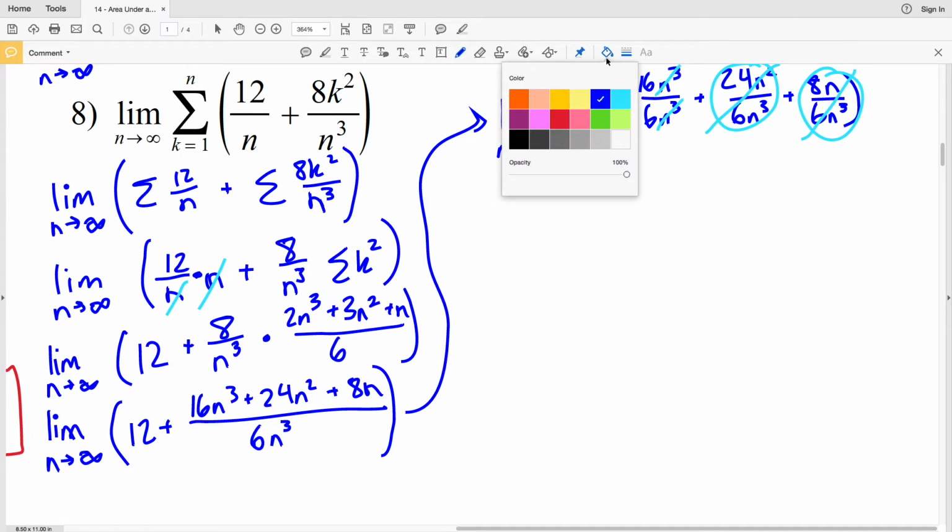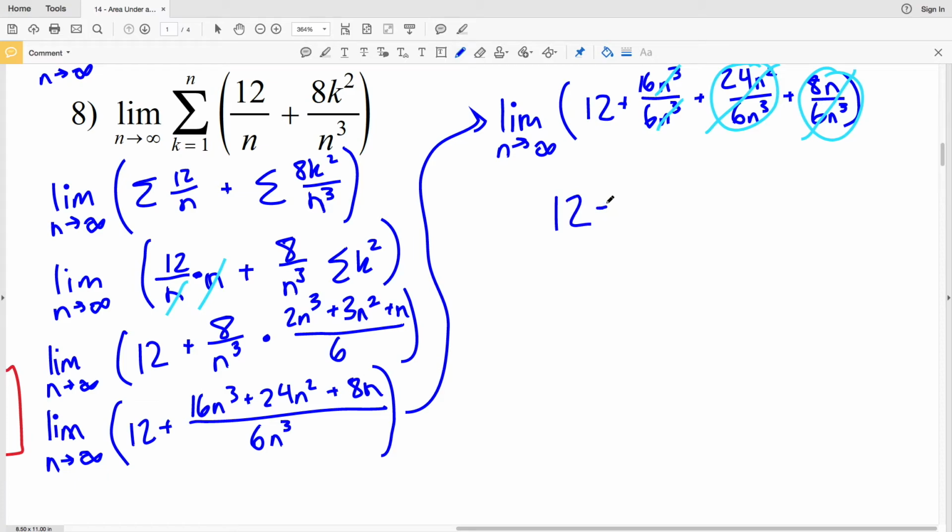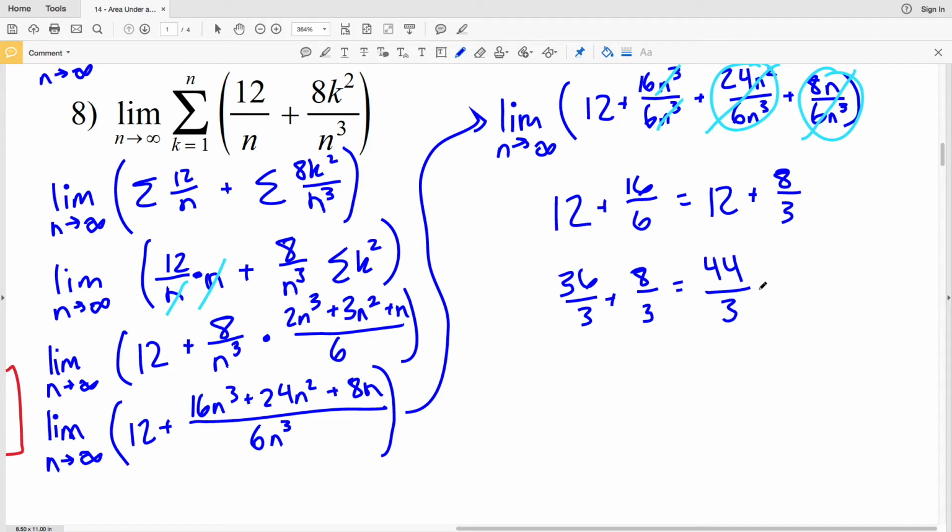So I'm just looking at the limit of constants again. So it's going to be 12 plus 16 over 6, which I'll simplify to 12 plus, dividing each of those by 2, that's going to be 8 over 3. And then writing 12 in terms of 3, that's going to be 36 over 3 plus 8 over 3, which 36 plus 8 is 44. So my answer is 44 thirds for number 8. And 44 thirds is approximately 14 2/3 or 14.6 repeating.